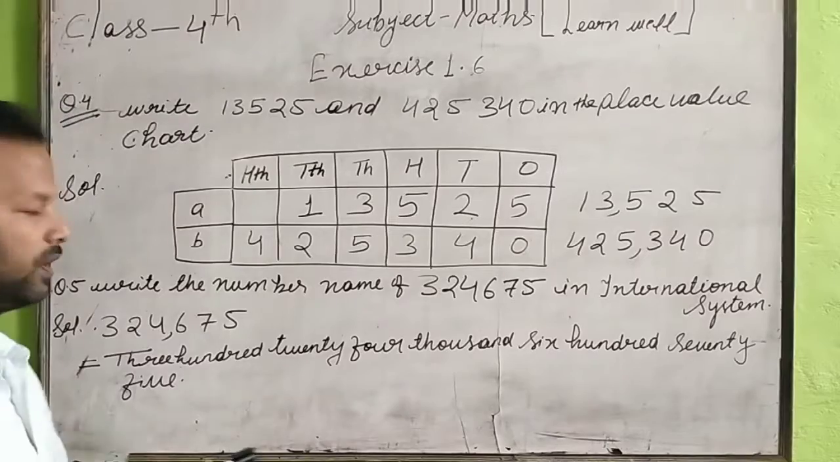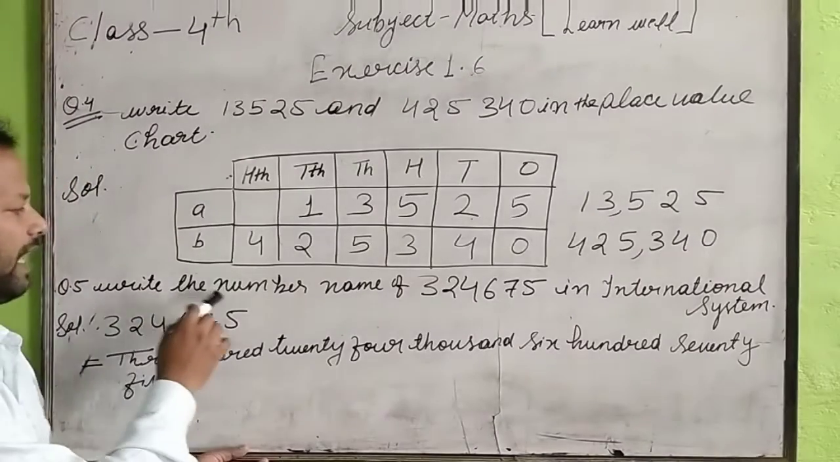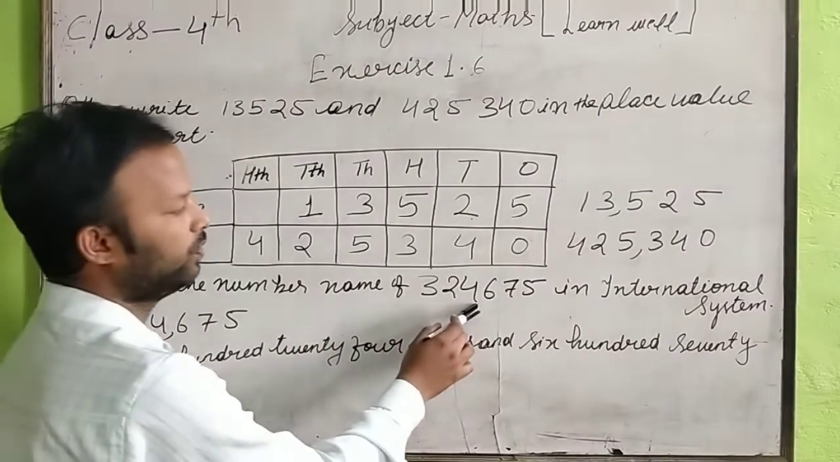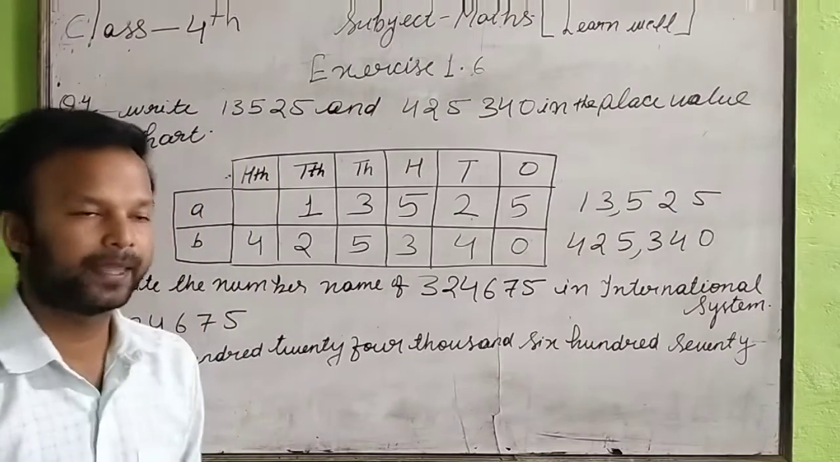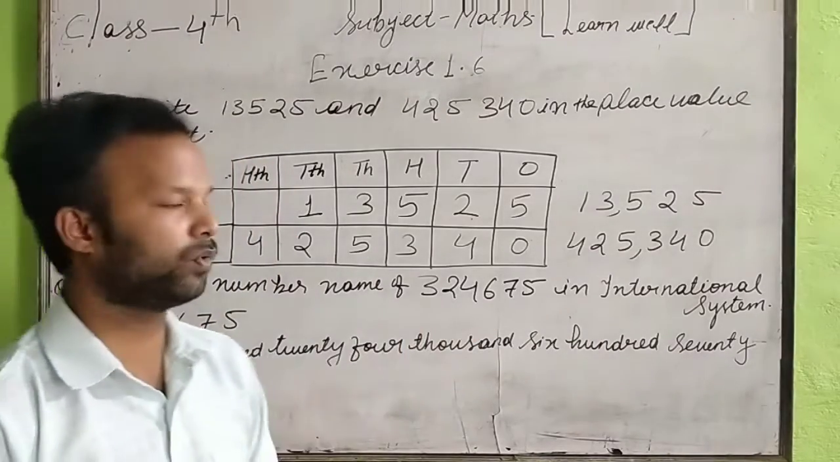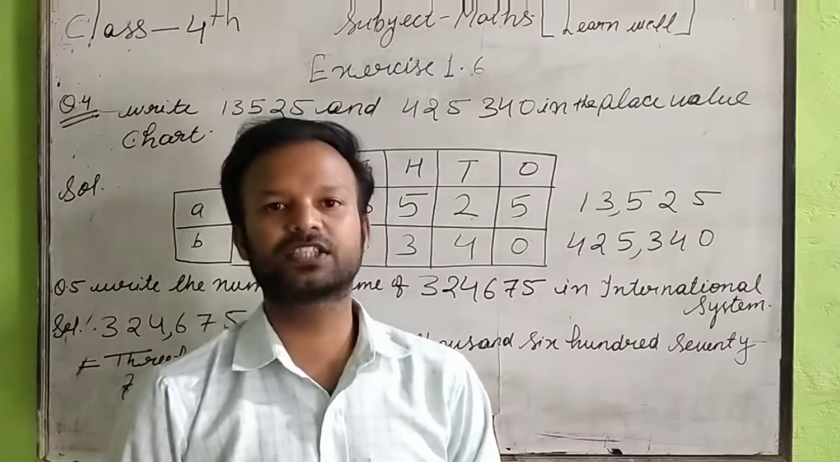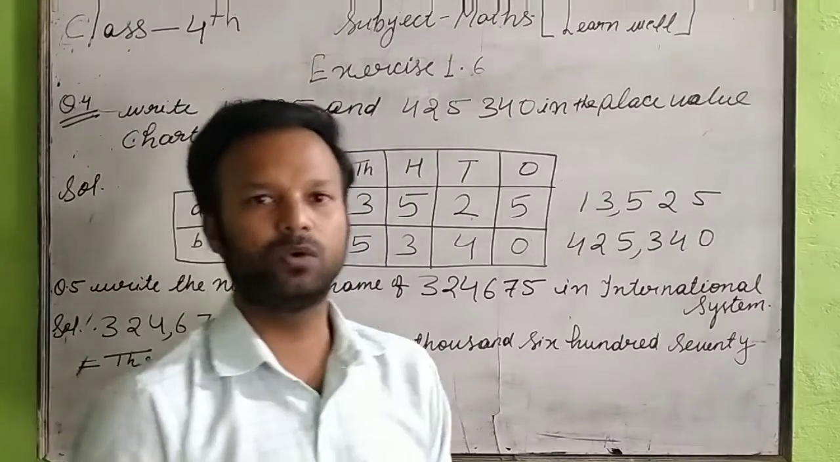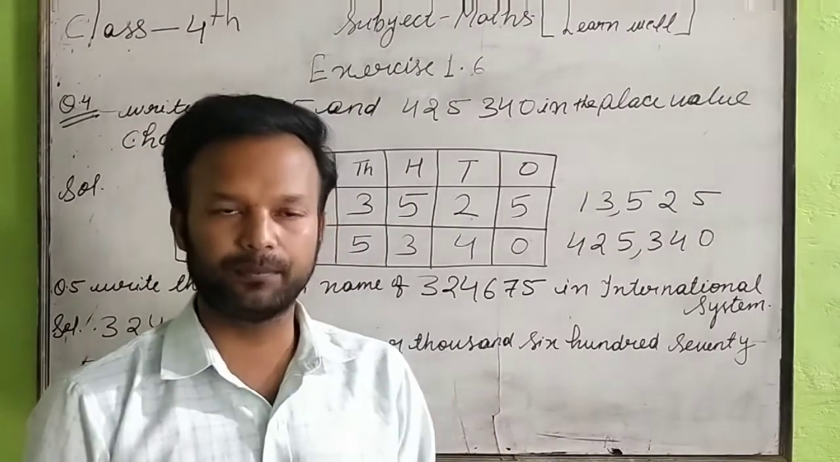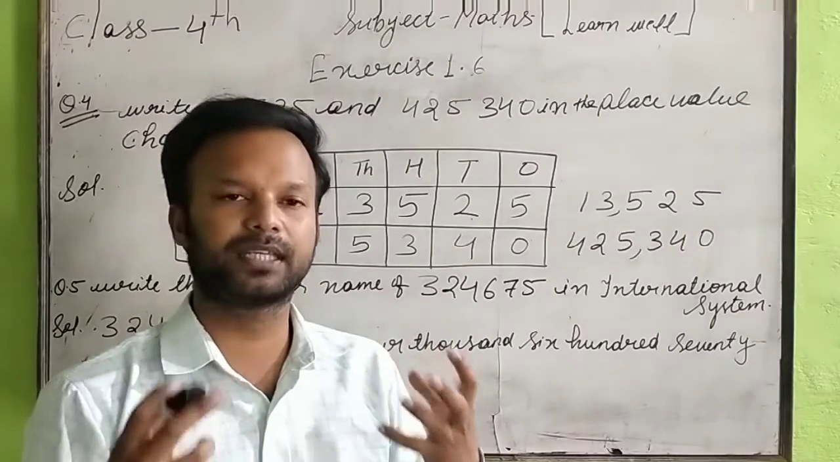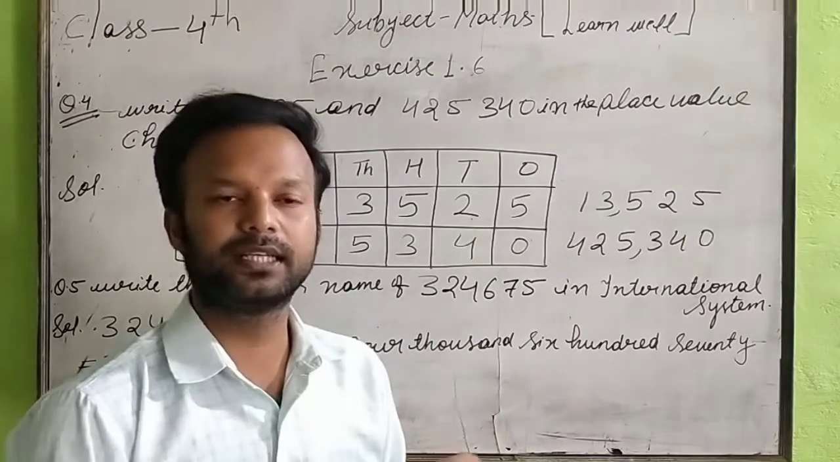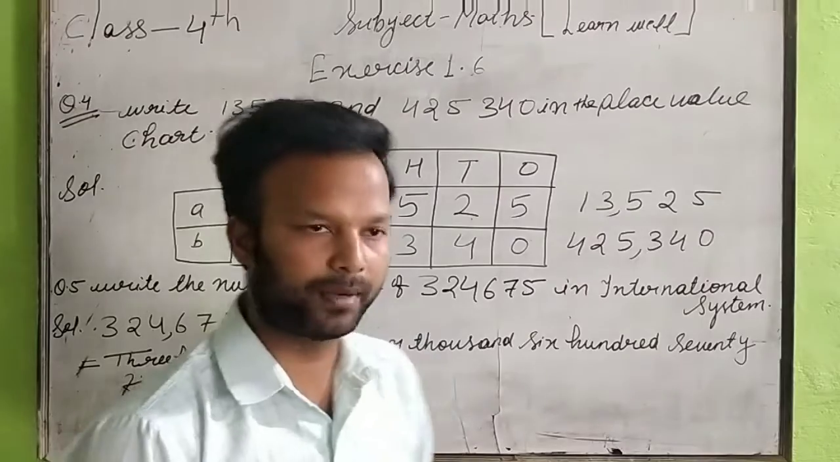Okay. Now question number 5. Write the number name of 324675 in the international system. We have to write the number name according to the international system. So how will we write? We know that first we have to put commas in this number according to the international system.